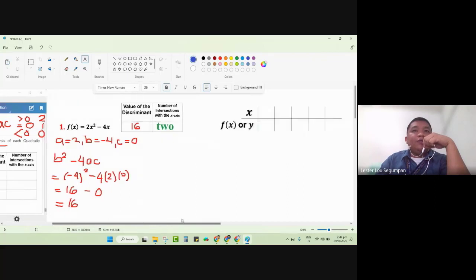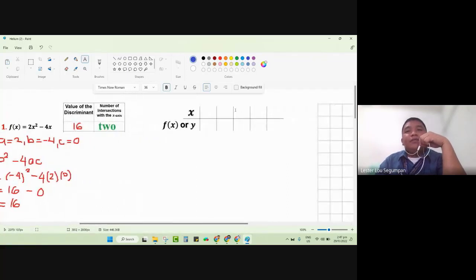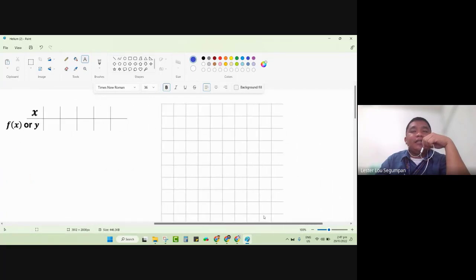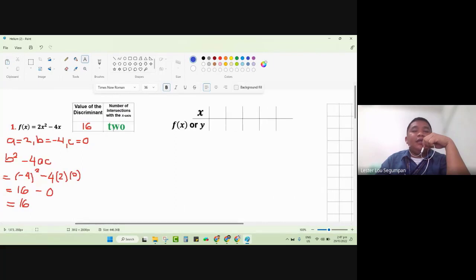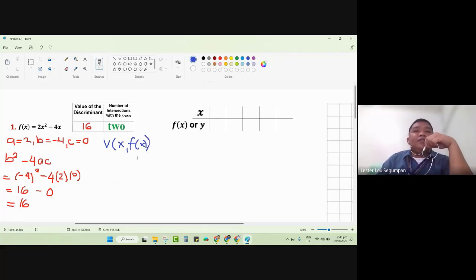Take note that before we could graph this, we need a table of values, and whatever points we have there, we are going to plot it here in this Cartesian plane, and verify later on if we have really made correct predictions as to the number of intersections. Don't forget that when you graph, you're always expected to start with the vertex, which is comprised of x and its corresponding f of x, or in other sense, y.